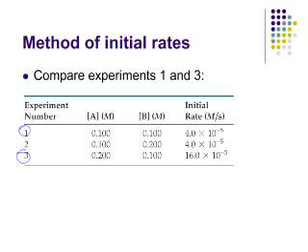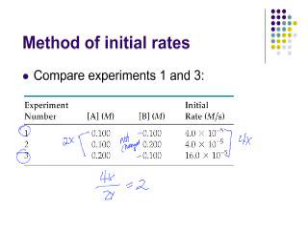Now, if you look at experiments 1 and 3, the concentration of B is unchanged. But what I've done with the concentration of A is I've doubled it. Now, if we look at the rates, I went from a rate of 4 times 10 to the minus 5th moles per second to a rate of 16 times 10 to the minus 5th moles per second. Well, that's a 4-fold change. So if I take my change in the rate and divide it by the change in the concentration, that tells me that it goes up as the square of the concentration.